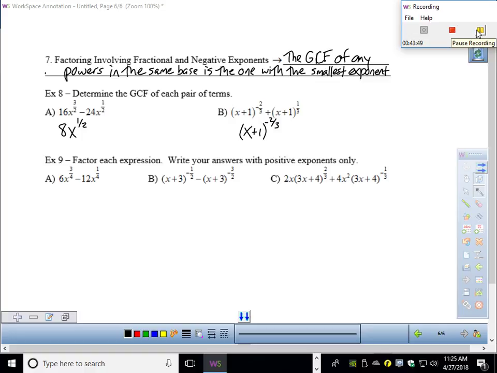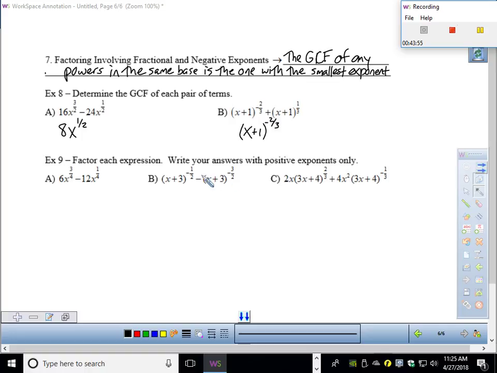So let's see what we can do with the final piece of the puzzle. These are a little harder now, obviously: greatest common factor. Now the question is, can we pull out the proper greatest common factor? And then the key is going to be, can we see what's remaining inside the parentheses? Notice what it does say: write your answers with positive exponents only.